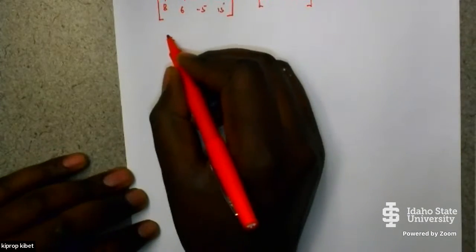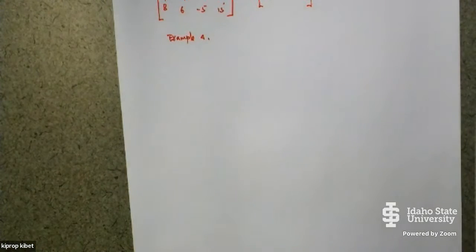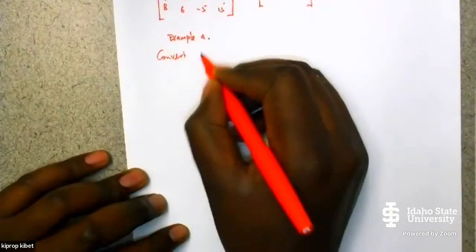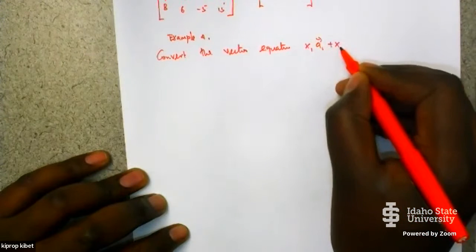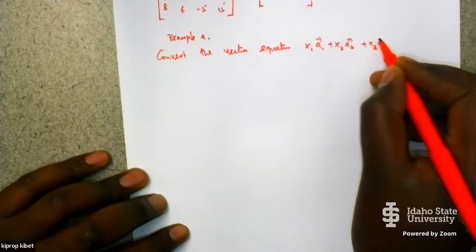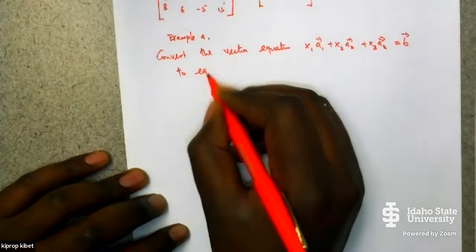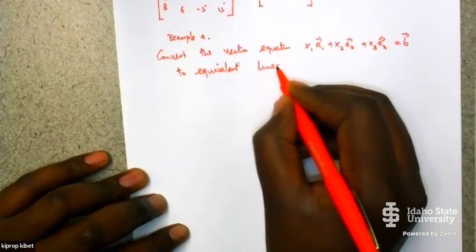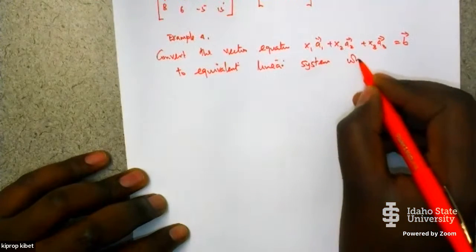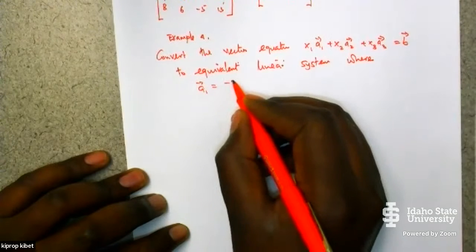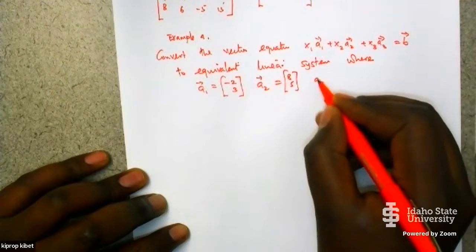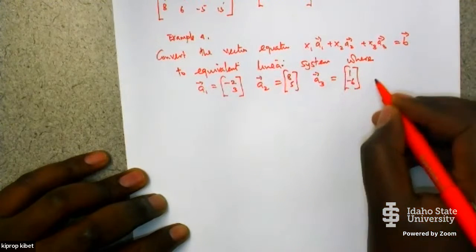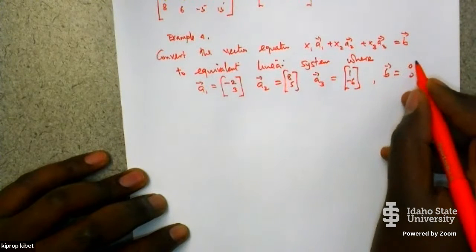Now let's look at example number 4. Convert the vector equation x1 a1 plus x2 a2 plus x3 a3 equals b to an equivalent linear system, where a1 equals -2, 3, a2 equals 8, 5, a3 equals 1, -6, and our b equals 0 and 0.